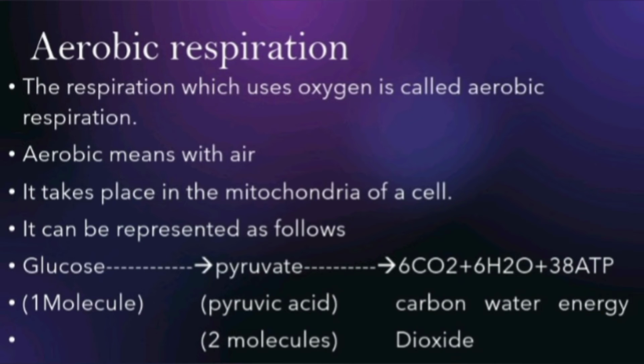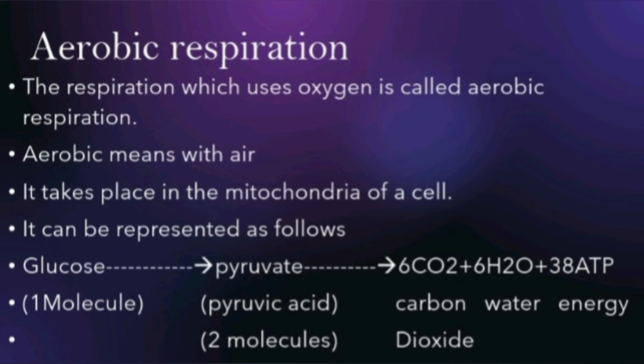Then it is converted into carbon dioxide, water, and 38 molecules of ATP in mitochondria, and this process is known as the Krebs cycle. But we will not discuss the Krebs cycle in this class. You will get it in detail in a higher class.